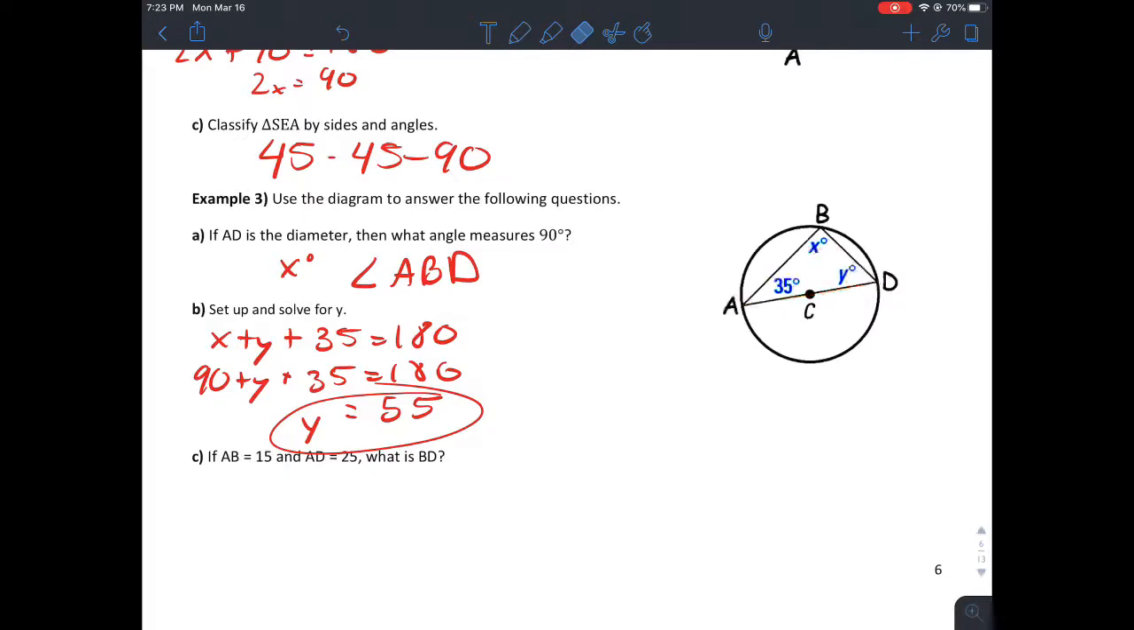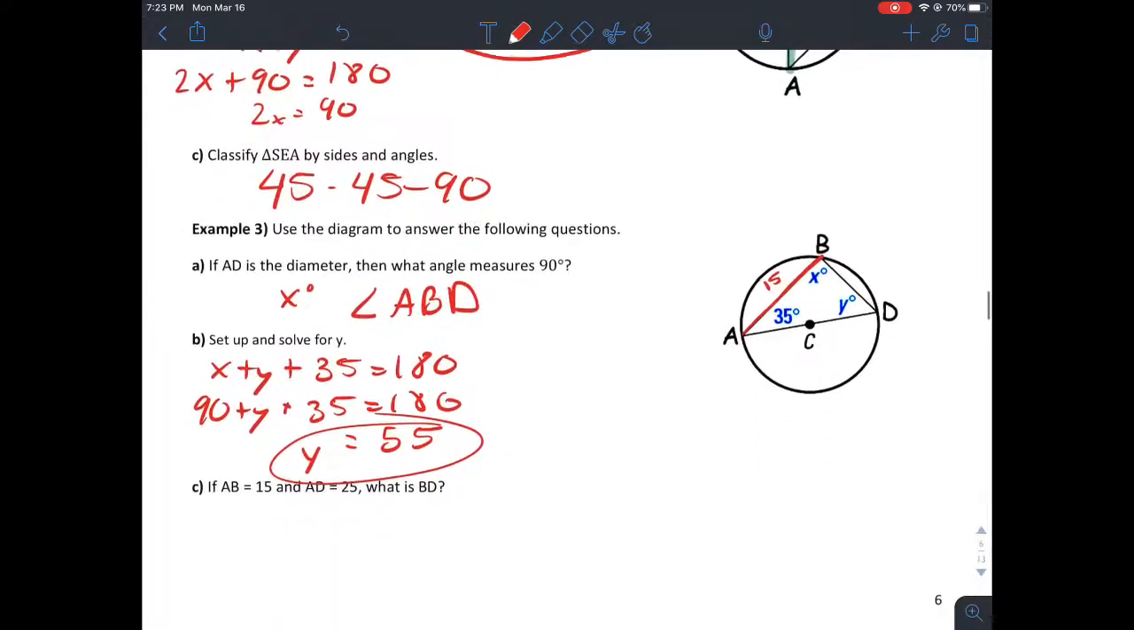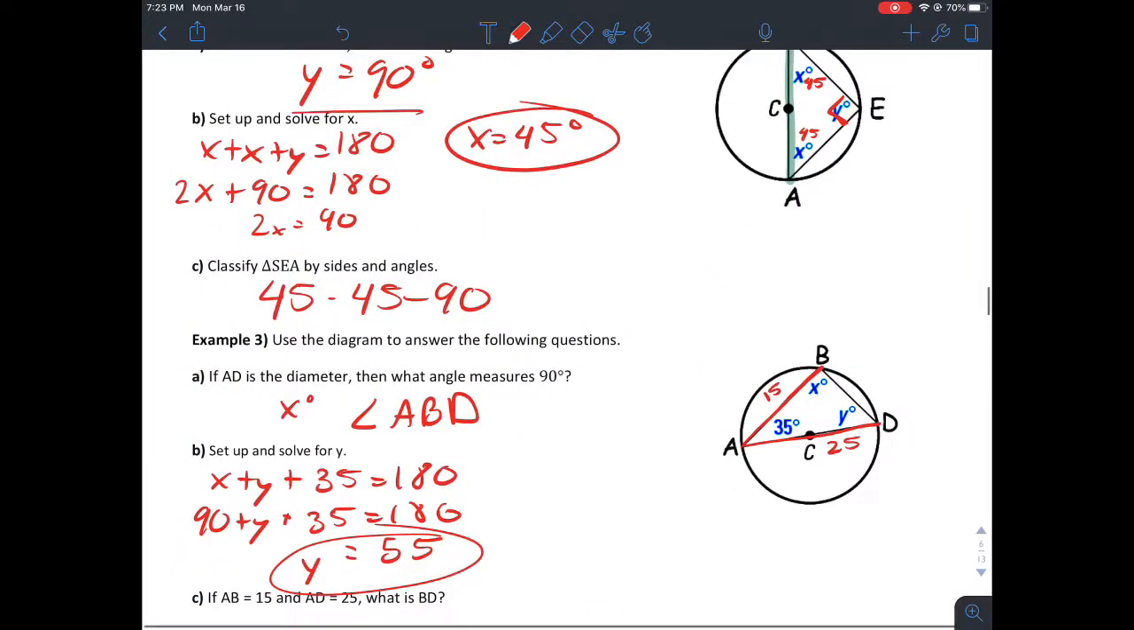All right, almost there. So next question, it says if AB is 15, so they're telling me the measure of this is 15. And then they tell me that AD is 25. That means that this guy is 25. They say, what is the measure of BD? So this is the guy I'm curious about.